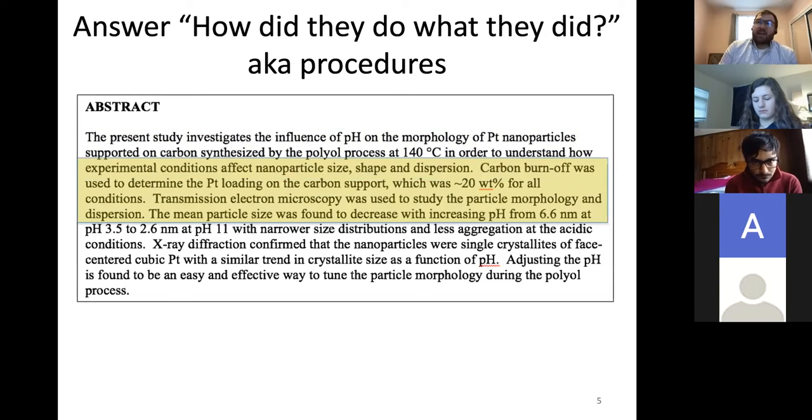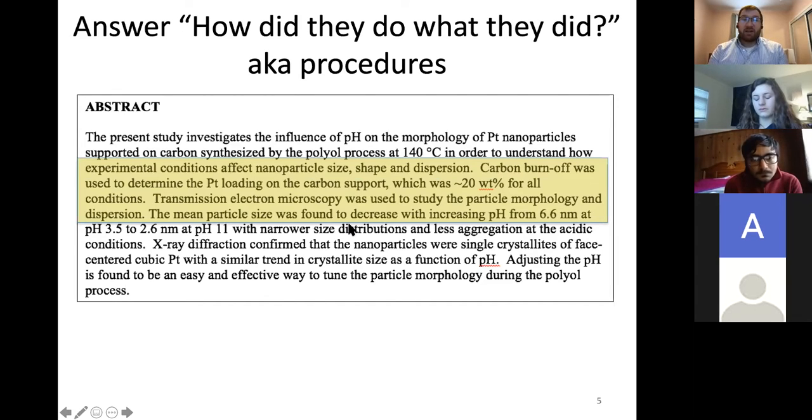So then the second part, and I think this is something I didn't see quite as much in the brainstorming document, is basically, how did they do what they did? You did an experiment, so how did you do that? This is also known as procedures. So, very generically, what materials did you use? What general equipment or techniques did you use to study the materials? And again, I'm not looking for detailed procedures. For the most part, I'm just looking for the generic techniques.